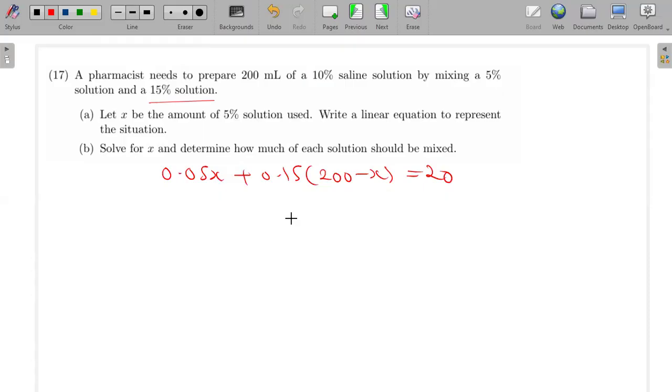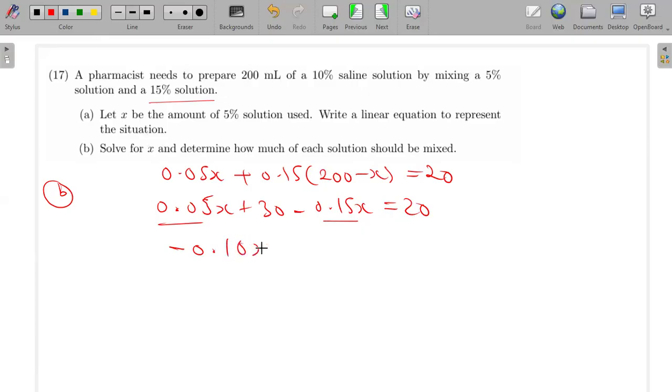So how do I get that? To solve here, I can just expand. We're now doing part B, so that's 0.05x, then I expand there. 0.15 multiplied by 200, I just get 30. So this would be 30, then minus 0.15x, and that will be equal to 20. Then I can add this part and that part, so I just remain with negative 0.10x.